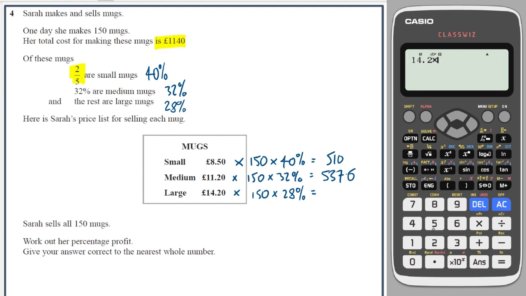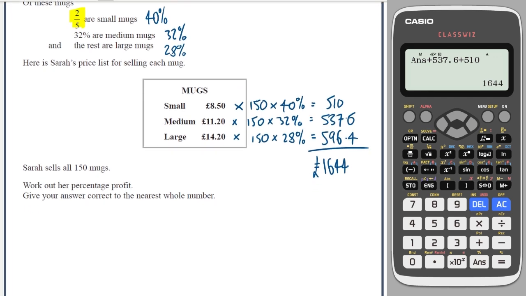And then the next one is 14.2 multiplied by 150 multiplied by 28%. Okay, and that is 596.4. Okay, great, I'll add them all up. So add the last answer to 537.6 plus 510, and that's how much money she makes.